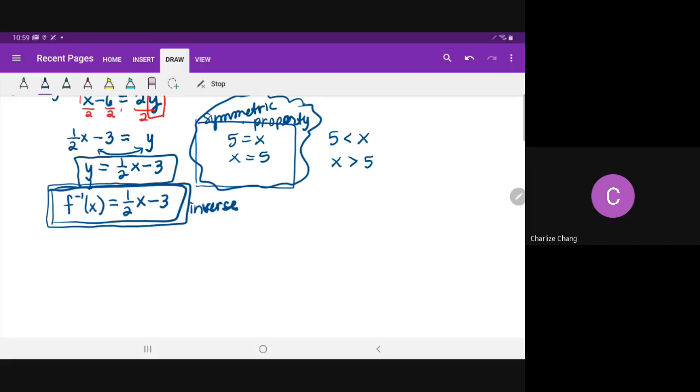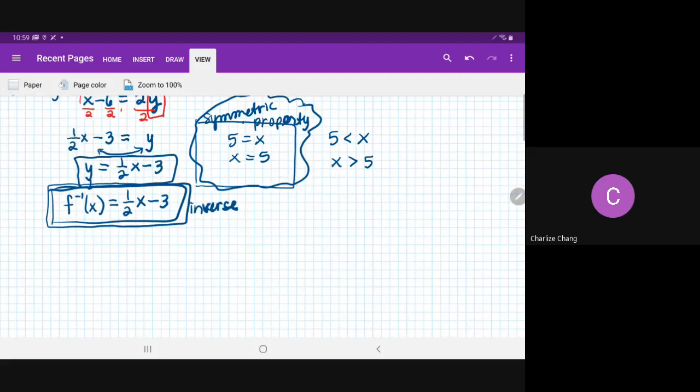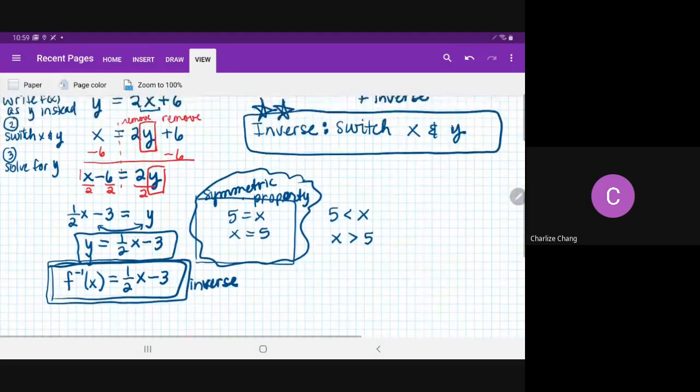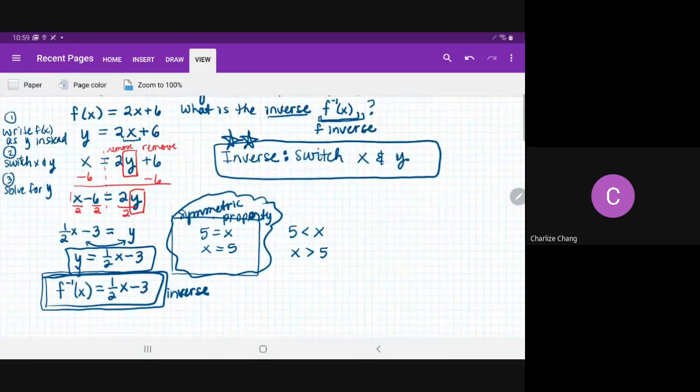What I want to do is graph both of these. So I'm going to go to view. I'm going to add some grid lines here. And I want to graph both the original shape and the inverse on the same picture because they have an interesting relationship. Okay, so I'm going to graph, and then I think I'm going to highlight these.